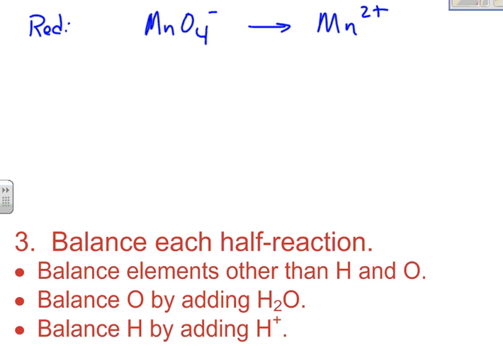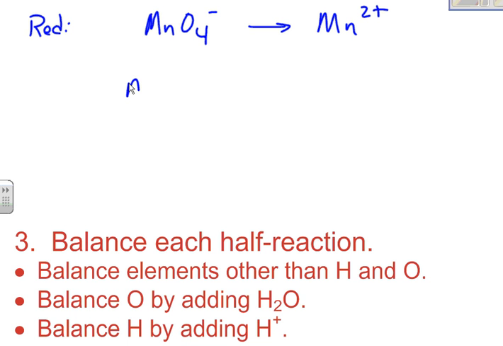And I'm going to follow the steps to number 3. So the first thing says to balance the elements other than hydrogen and oxygen. So the only other element is the manganese, and I have one manganese on the left and one on the right, so that means that element is balanced. Now I'm going to go ahead and balance oxygen by adding water. So I need oxygen over on the right-hand side.